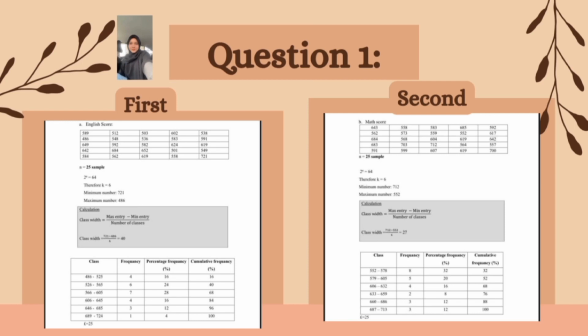In the slide, we can see the frequency table for English score. The table contains the class, frequency, percentage frequency and also the cumulative frequency. Next, for the Math score, the sample size is 25. The minimum number is 712 and the maximum number is 552. The class width for Math is 27, after the calculation using the formula of maximum entry minus minimum entry divided by number of class. The frequency table for Math score contain class, frequency, percentage frequency and also the cumulative frequency.